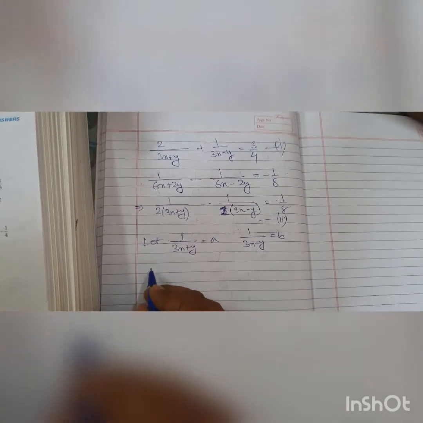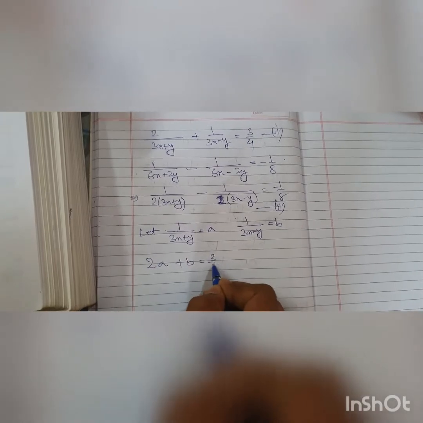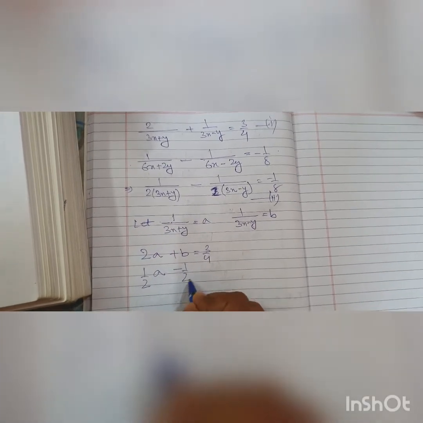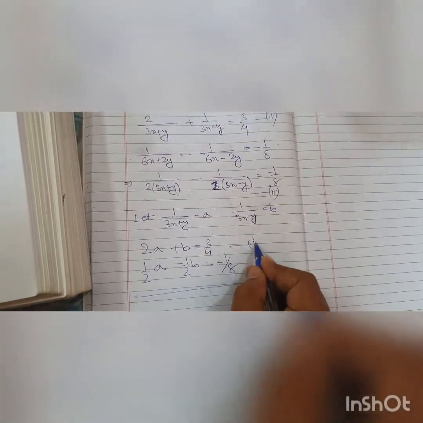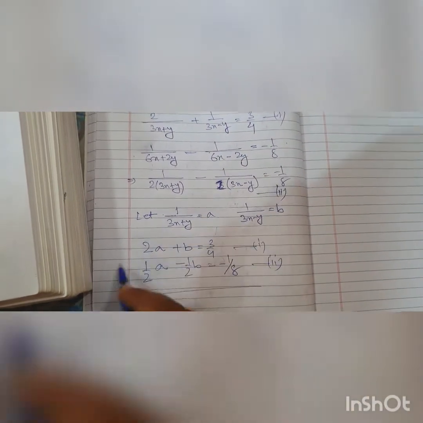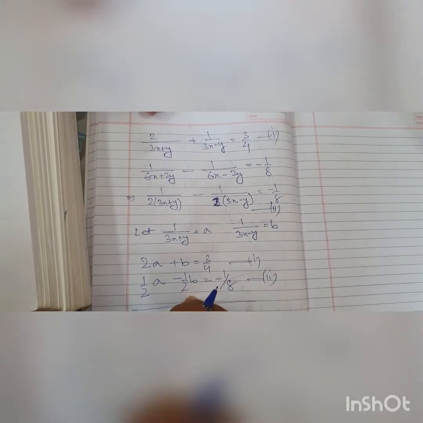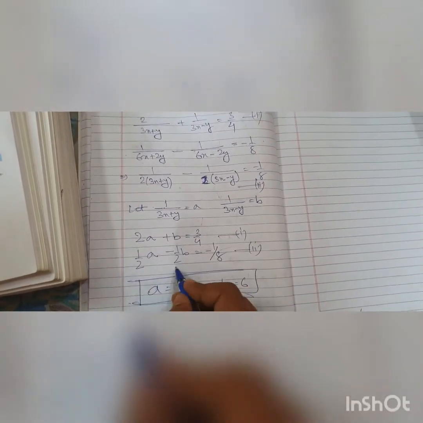So what you will get is 2a plus b equals 3 by 4 and 1 by 2a minus 1 by 2b equals minus 1 by 8. Name them equation 1 and equation 2, and you can simply multiply with half, cancel b, and find out a and b. Once you find a and b, whatever the value of a, suppose a comes 5 and b comes 6, it's just an imaginary value I am using, you have to solve it.